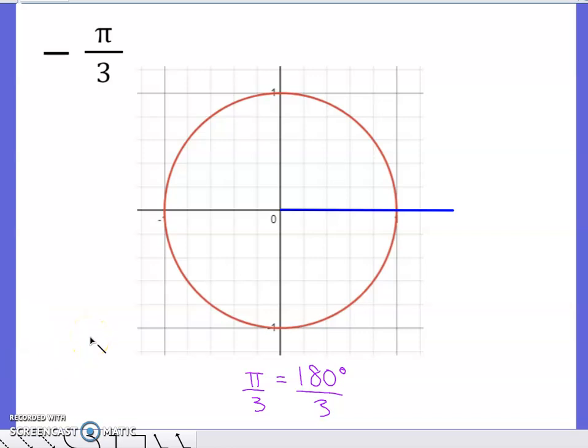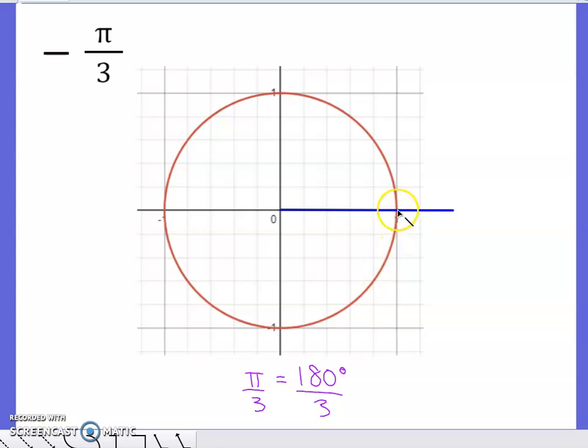Negative pi over 3. Now this angle is negative, so when we plot this, we're going to work downward through the fourth quadrant. The positive x-axis is always the initial side of your angle. The terminal side, when you're plotting a negative angle, is going to drop through the fourth quadrant initially. So I need to plot the angle negative pi over 3. Same exact strategy. Pi is equal to 180 degrees. I can keep this equation balanced by dividing both sides by 3. 180 divided by 3 is going to give you an answer of 60.